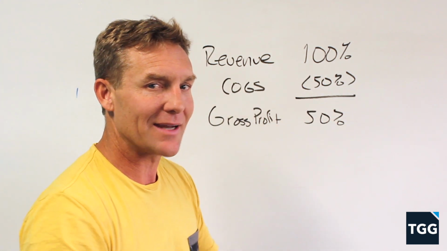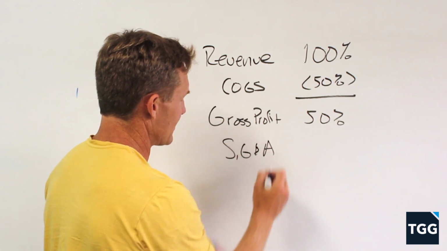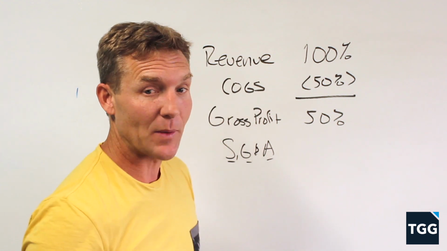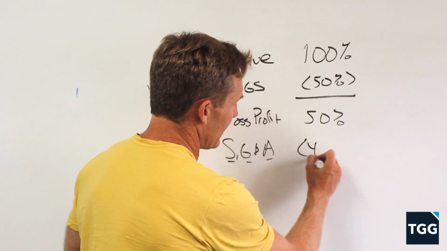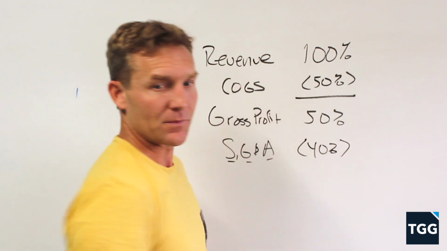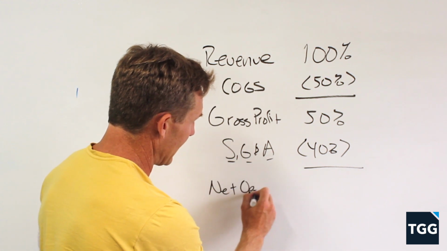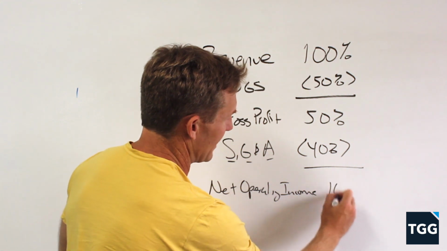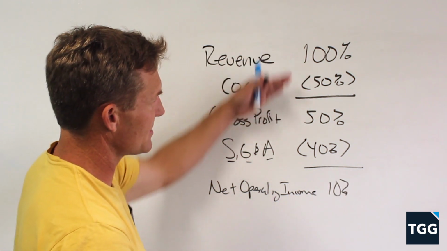The next thing we're going to look at is the next cost inside of the business. This is SG&A. That stands for sales, general, and administrative expenses. And in this particular hypothetical business that we're using, we're going to say that that is 40%. Well, that's going to leave us with what's called net operating income of 10%.